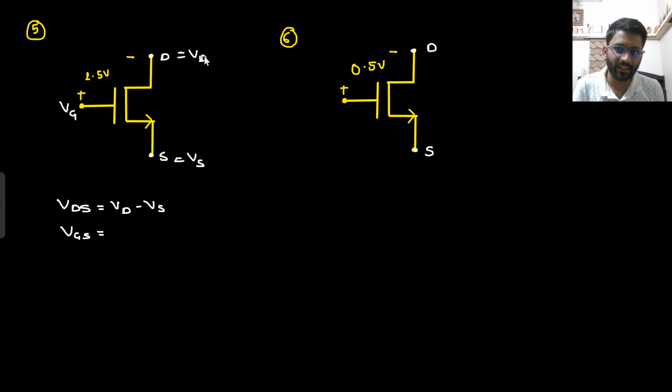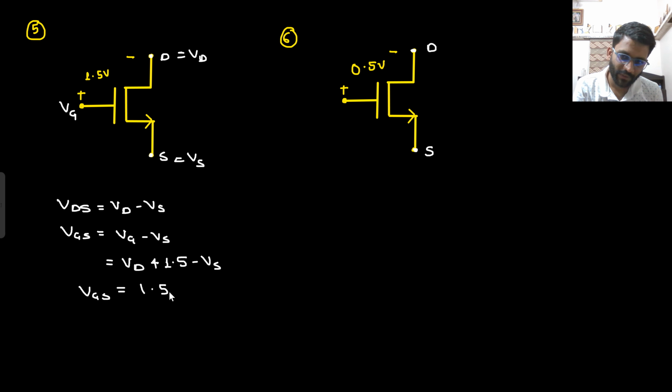But you can write down VG in terms of VD. This is VG minus VS only. But what is VG? VG is VD plus 1.5. Are you agreeing to this point? VG minus VS, so VD plus 1.5 minus VS. You can write VGS is 1.5 plus VDS. Are you agreeing to this point? VGS is 1.5 plus VDS.